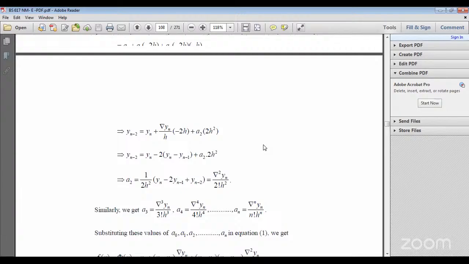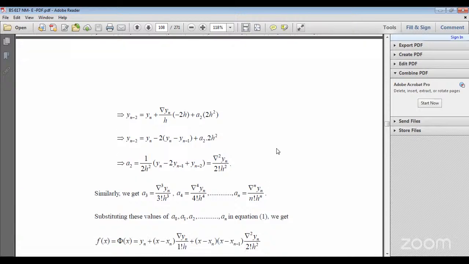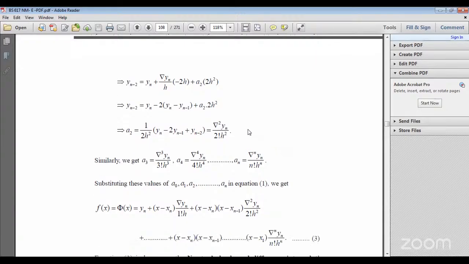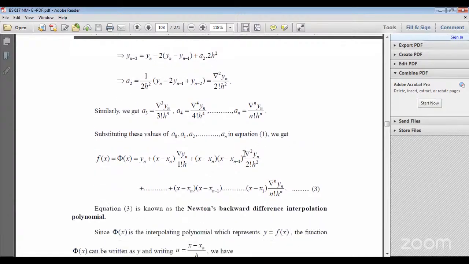Then a2 is equal to 1 by 2h square times (y_n - 2y_{n-1} + y_{n-2}), that is ∇²y_n by 2 factorial h square. Similarly, we get a3 = ∇³y_n by 3 factorial h cube, a4 = ∇⁴y_n by 4 factorial h power 4, and so on, a_n = ∇ⁿy_n by n factorial hⁿ. Substituting these values a0, a1, a2, a3, a4, a_n in the equation, f of x = f of x_n plus ∇ by h, and so on, ∇² by 2 factorial of h² we are taking here.